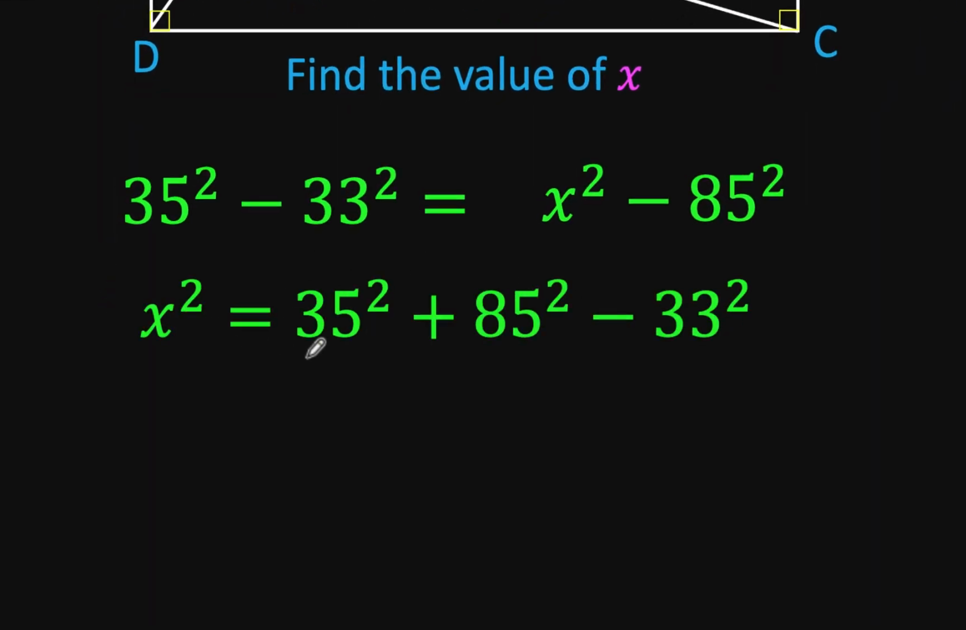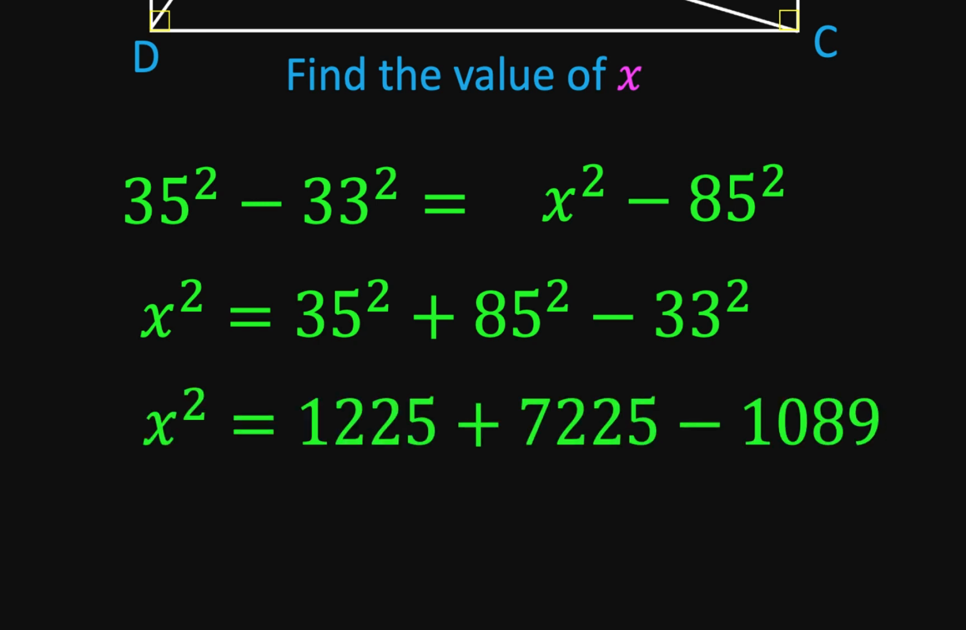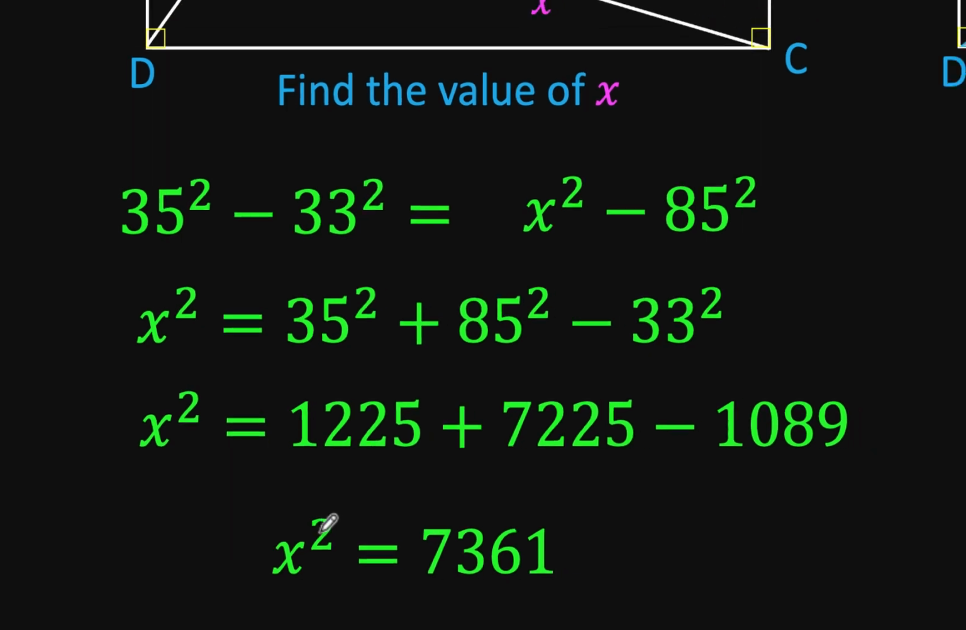So solving now for x squared. X squared is equal to 35 squared plus 85 squared minus 33 squared. And from the symmetric property of equality, we interchange the left and the right side of the equation. So 35 squared is 1,225, 85 squared is 7,225, and 33 squared is 1,089. Performing the arithmetic computation, we have x squared equals 7,361. Take the square root of both sides.